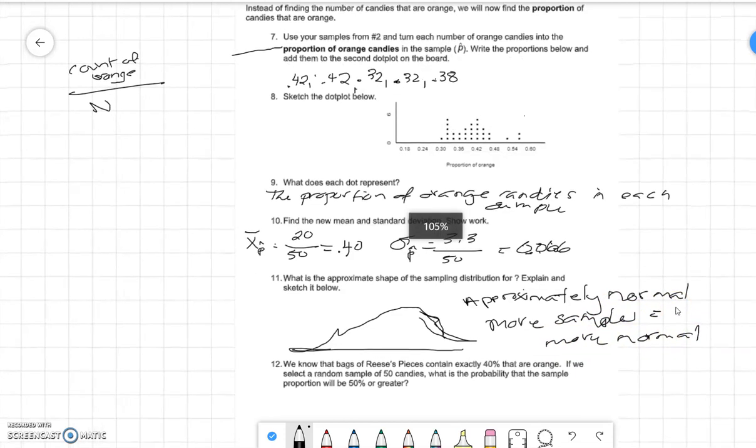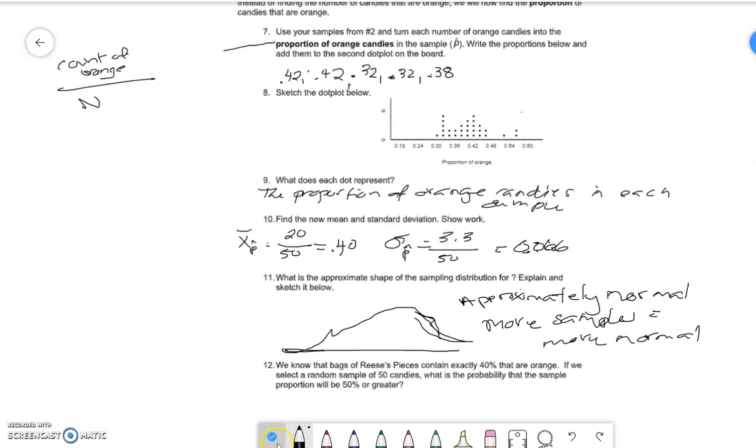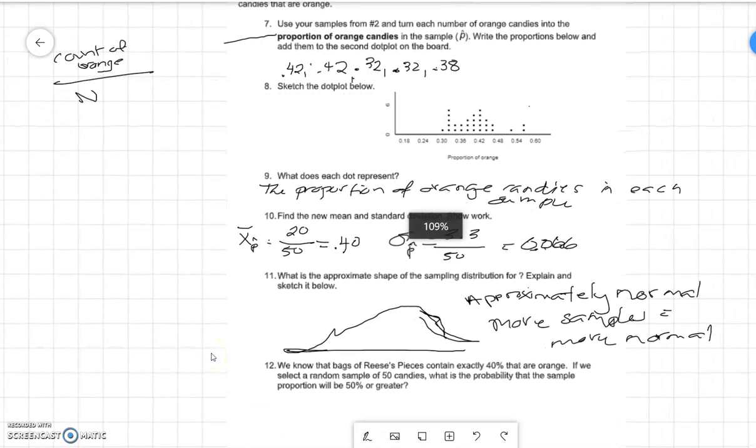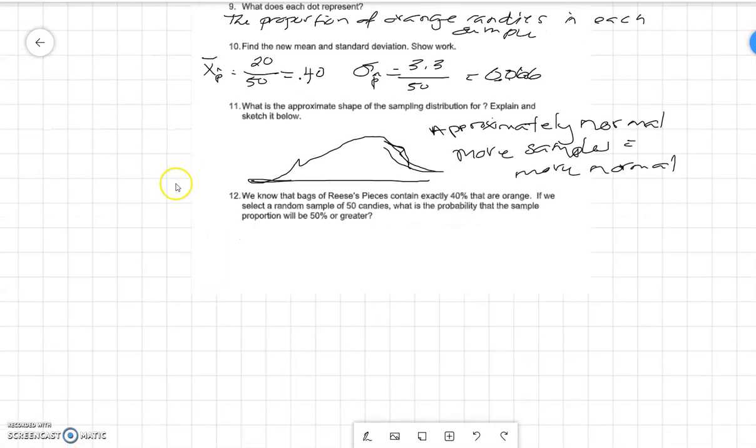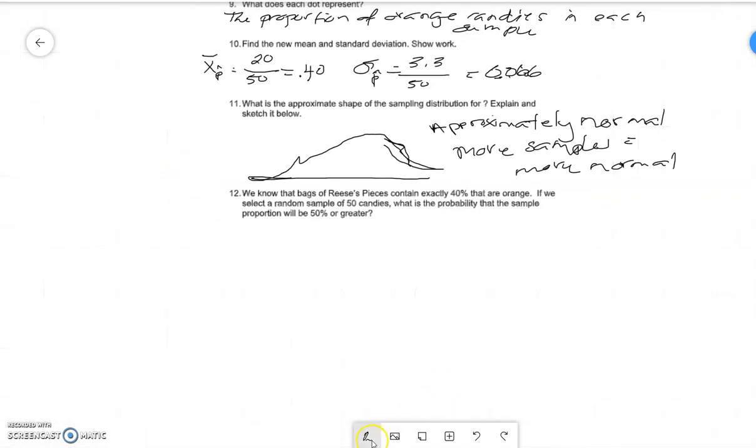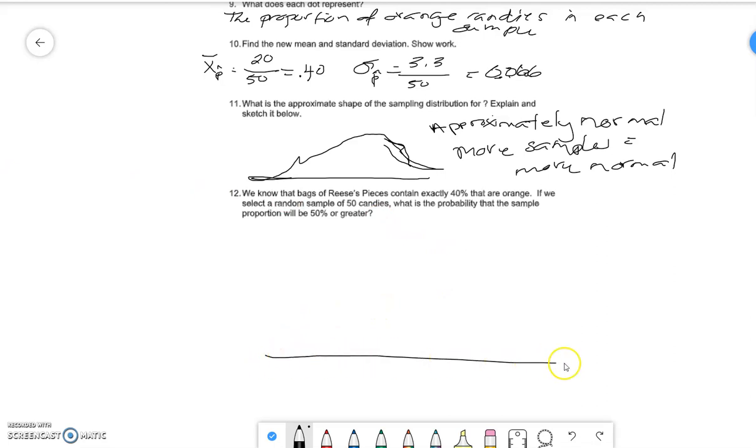Okay, now, in a bag of Reese's Pieces, so in our total population, we have exactly 40% orange. If we select 50 random candies, what is the probability that the sample proportion will be 50% or greater? So in our sample, what's the likelihood we have 50% or greater?